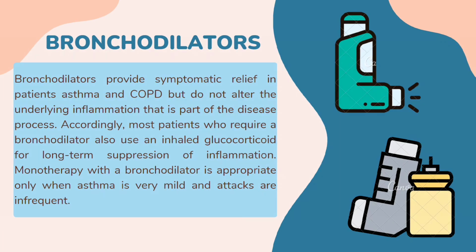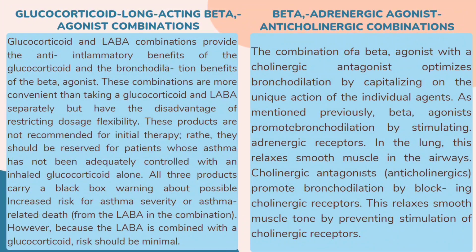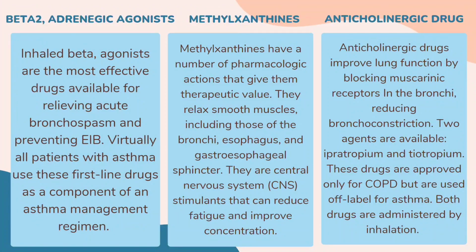Bronchodilators include beta-2 adrenergic agonists, methylxanthines, anticholinergic drugs, glucocorticoid long-acting beta agonist combinations, and beta-adrenergic agonist anticholinergic combinations. First is beta-2 adrenergic agonist. Inhaled beta-2 agonists are the most effective drugs available for relieving acute bronchospasm and preventing EIB. Virtually all patients with asthma use these first-line drugs as a component of an asthma management regimen.